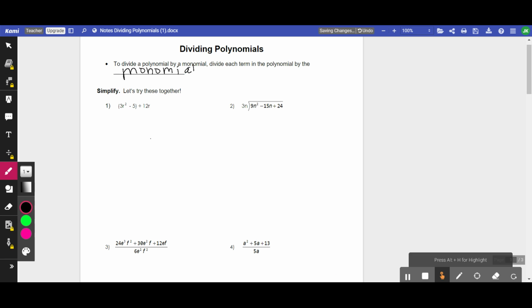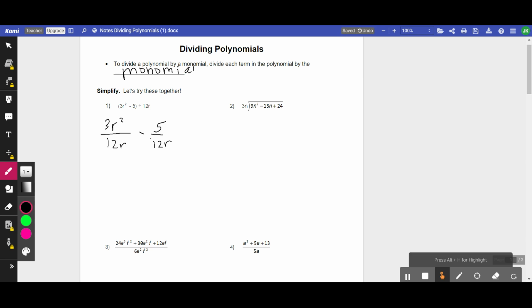And then for this first one here, you have the quantity of 3r squared minus 5 divided by 12r. So pretty much you're just dividing each of those two terms by the 12r. So I'll write it as a fraction here to start. So you can just divide your first term, the 3r squared, by the 12r. And then you can divide the 5 by the 12r. And then remember, for the monomials here, which is what these are here.